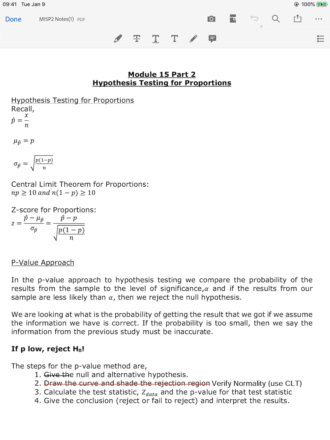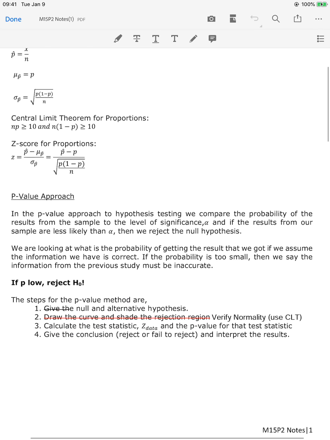So if the results from our sample are less likely than alpha, then we reject the null hypothesis. So in other words, we're looking at what is the probability of getting the results that we got if we assume that the information we have about the mean previously is correct. If the probability of our results is too small, then we say the information from the previous studies must be incorrect. So there are 4 steps to a hypothesis test with the p-value method.